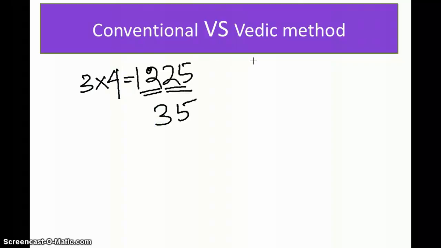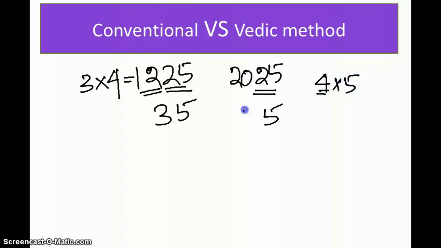Let's take one more. Let's take 2025, the square root of this number. As soon as you see 25, put 5 here. Next number is 20. What should you do with this number? Let's find consecutive numbers whose multiplication gives 20: 4 into 5. Yes, 4 into 5 is 20. Take the smaller one, 4. So the answer is 45.